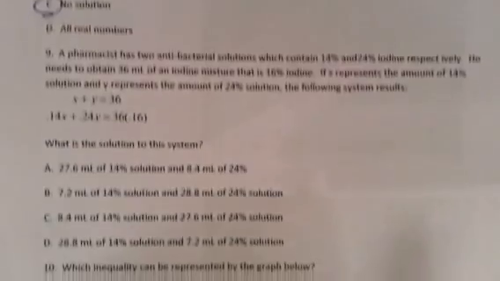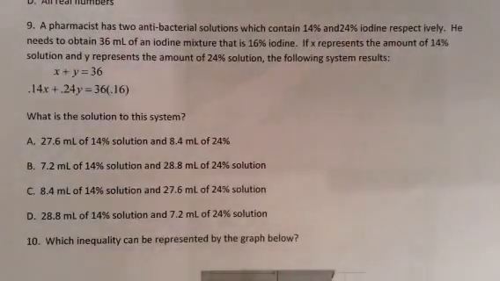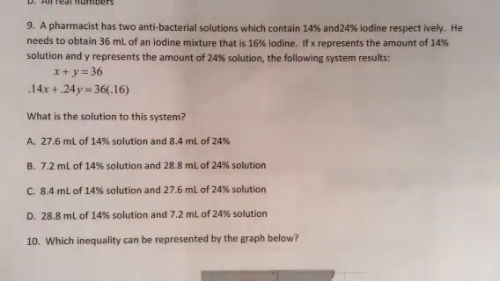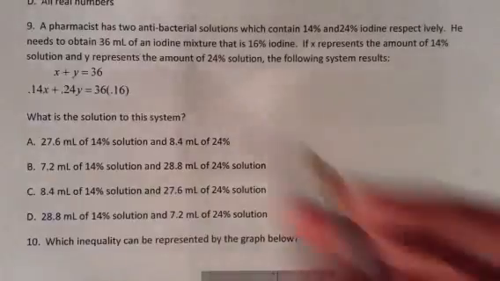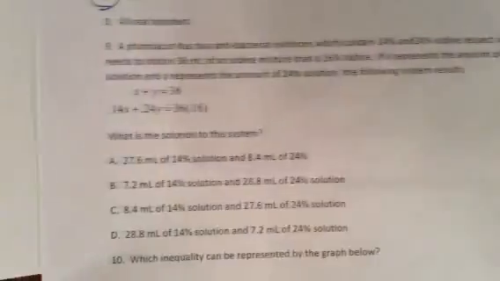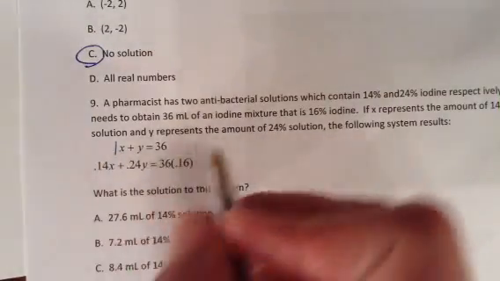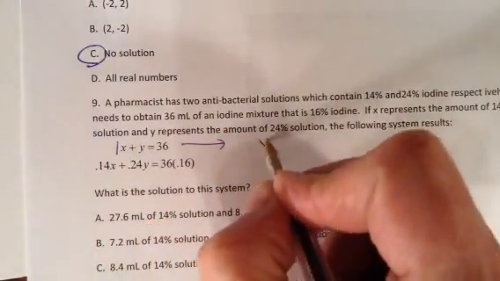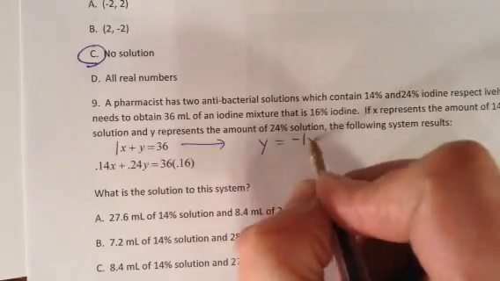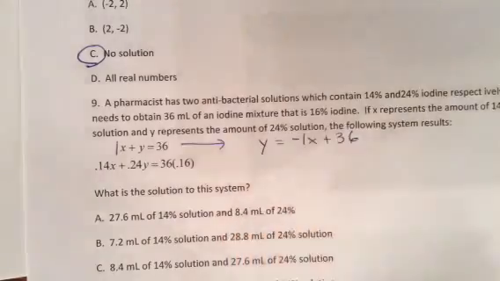Okay, number 9. As we take a look at this problem right here, we got to solve for y once again. All right. So as I take a look at this right here, I have 1x. It's a positive 1x on the left. If I solve for y, it's going to be a negative 1x on the right. That one was pretty easy.